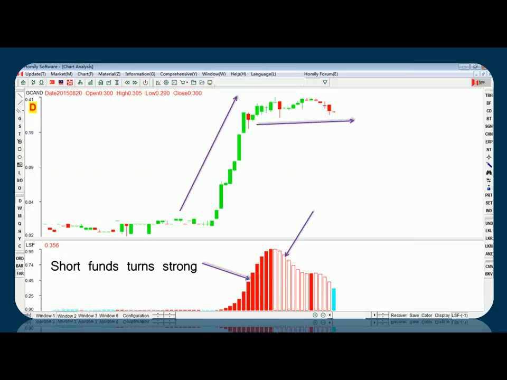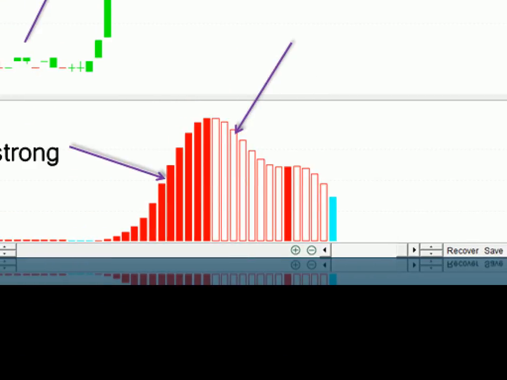Okay, so based on the second window, this one is a solid red column, hollow red column, and this one light blue.